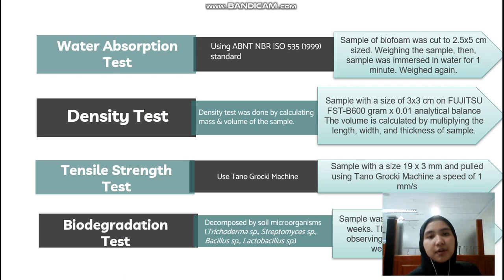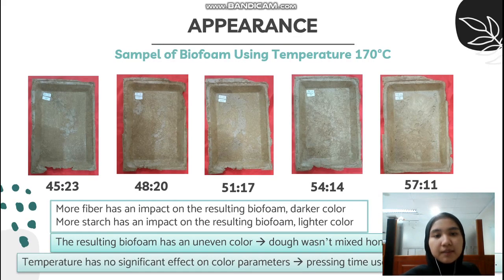We use 4 tests in this research: water absorption, density test, tensile strength test, and biodegradation test. The result is first the appearance. This is the appearance of a biofilm sample using a temperature of 170 degrees Celsius.